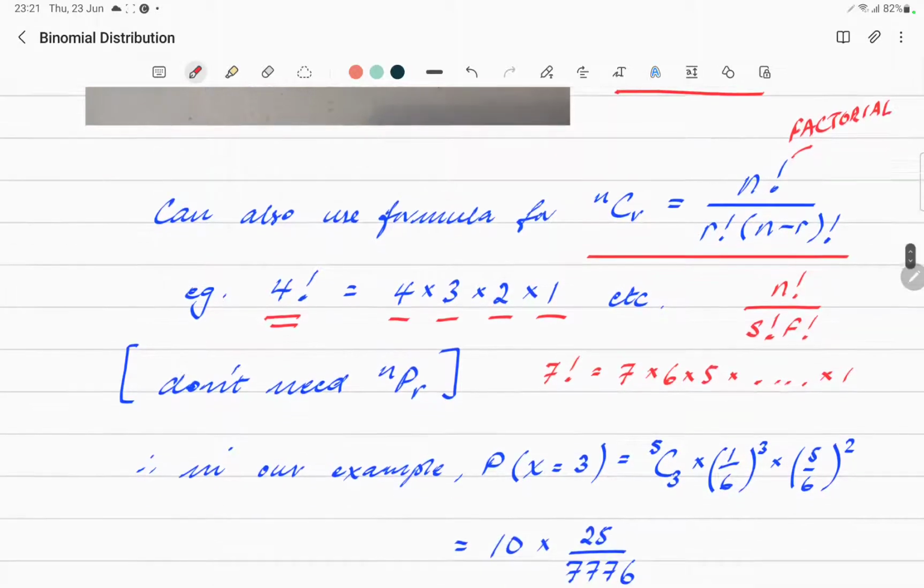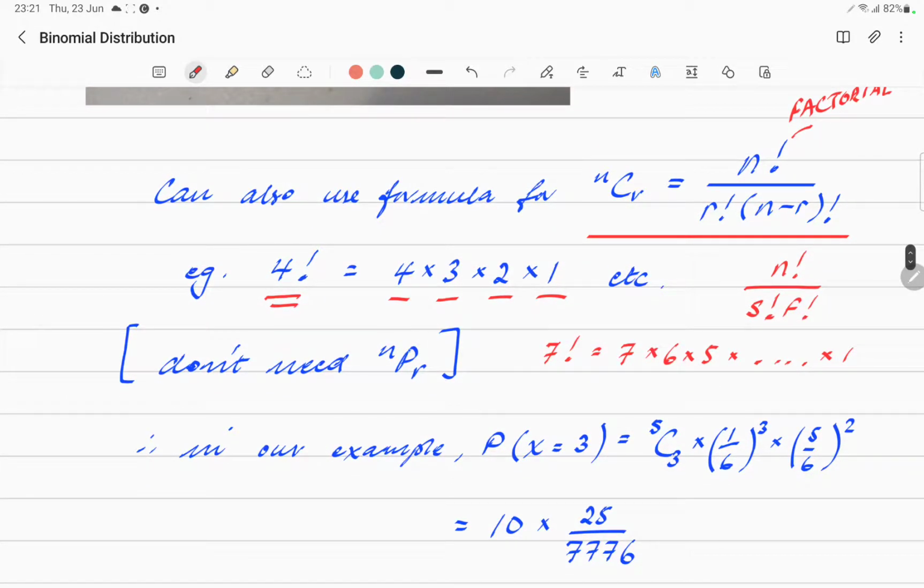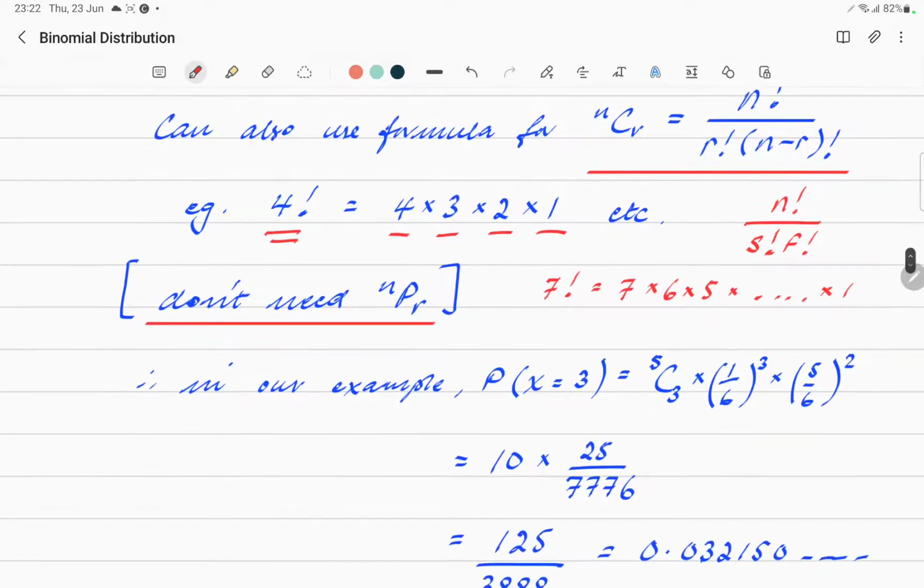All right. Okay, and just in case you're wondering, those of you familiar with nPr, the button next to it, you don't need it for binomial distribution. That's a completely different thing altogether, a different way of arranging things. Don't need it here, don't worry about it.